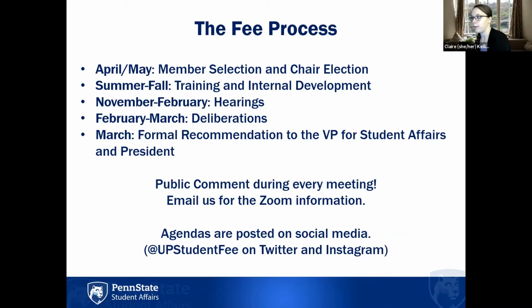And then in November through February, we have hearings of all the different offices that we fund, where basically all the offices come in and give a brief presentation on their requests for funding in the coming year. Usually they'll request either an increase or flat funding, and occasionally offices will request a decrease if they're not fully utilizing funding. In late February and March, we will deliberate on all of the hearings and any new funding proposals, and then at the end of March, usually we recommend our formal funding recommendation to the Vice President for Student Affairs and the President, which then goes on to the Board of Trustees.